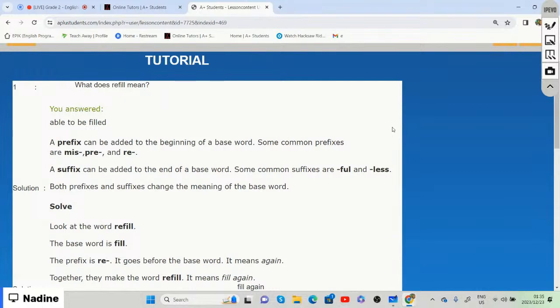So if we look at the meanings of the prefixes first, we said the meaning of miss is incorrectly. The meaning of pre means before. The meaning of re means again. And then the meaning of full is full of. And then the meaning of less means without.